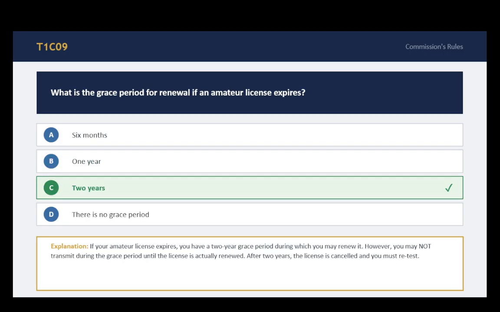What is the grace period for renewal if an amateur license expires? The answer is C, 2 years. If your amateur license expires, you have a 2-year grace period during which you may renew it. However, you may not transmit during the grace period until the license is actually renewed. After 2 years, the license is canceled and you must retest.